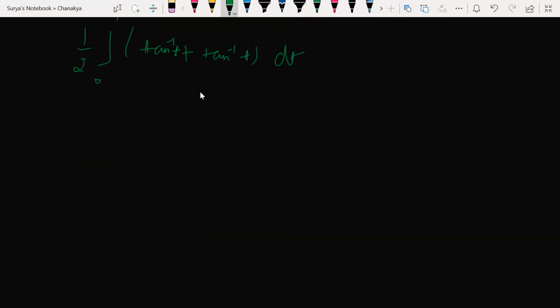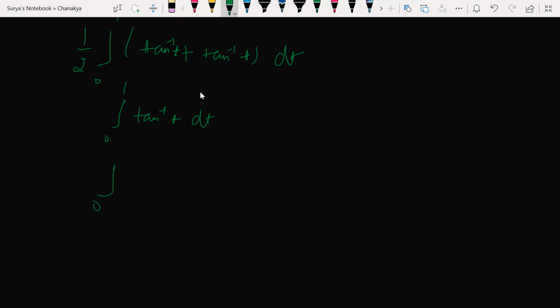Now 1 by 2 times of, so tan inverse of t plus tan inverse of t, 2 times of tan inverse of t into this 1 by 2. 2 will be getting cancelled. So let me write directly 0 to 1 tan inverse of t dt you got. Now, how can I solve this?